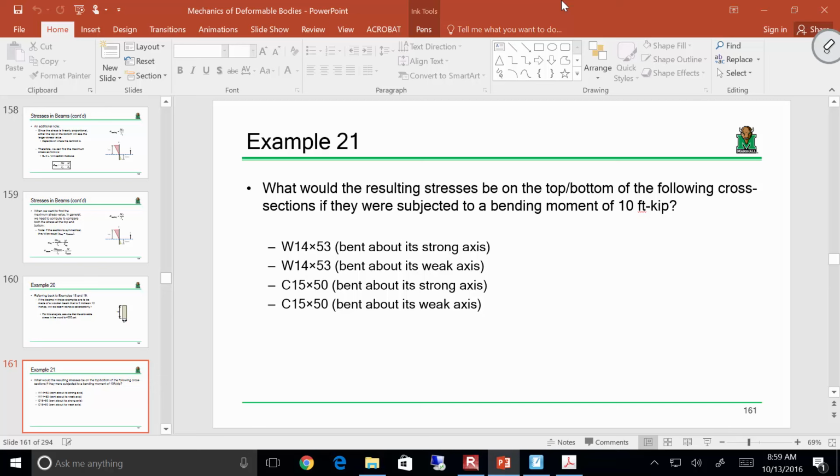So you all should have those properties in front of you. Let's do a little bit of figuring with that. Let's see what we can come up with. All right.